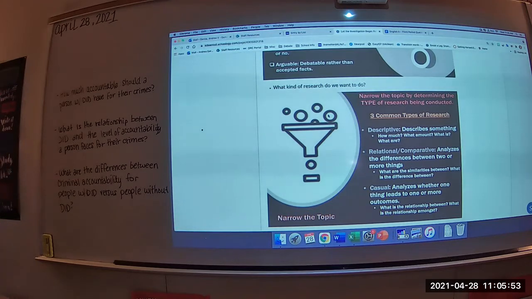Out of these three, which would we be most interested in first? The shorter one: how much accountability should a person with DID have for their crimes? Okay, and let's say we start to research and find something more specific, we can definitely do that. Okay, I do also want to show you something else.